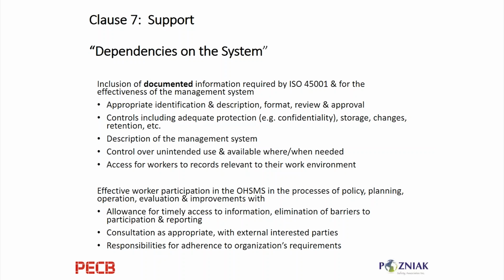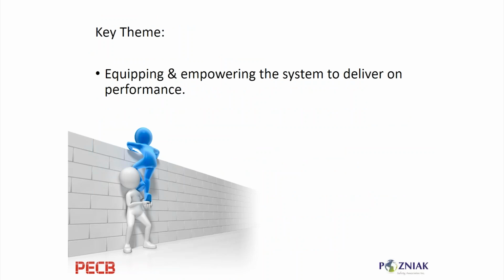But there's also the engagement processes. How do we get the information to the worker level? How are we consulting them as appropriate internally and externally? And how are we outlining responsibilities to make sure that the requirements that we've set forward are being fulfilled? So the key theme of point 7 is to really equip and empower the system and the individuals within the system to deliver on the performance that's necessary.